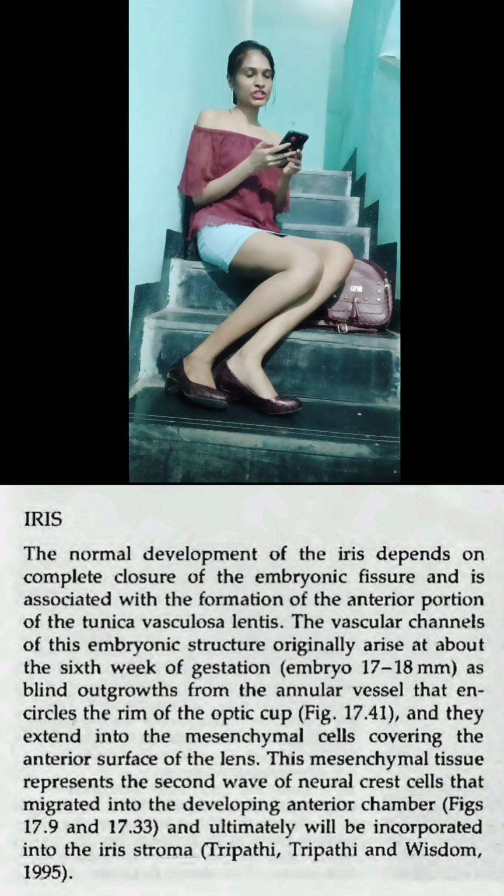This mesenchymal tissue represents the second wave of neural crest cells that migrated into the developing anterior chamber and ultimately will be incorporated into the iris stroma.